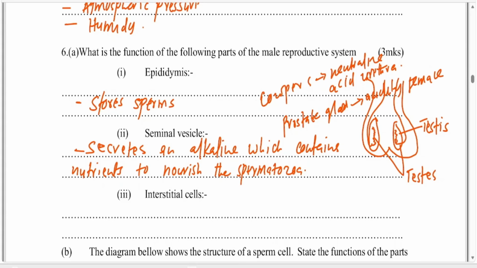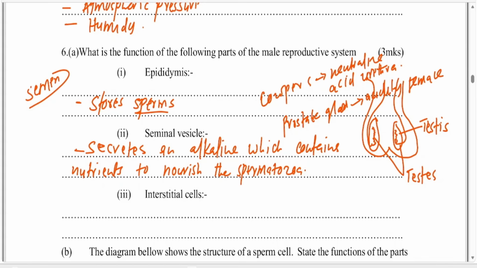These substances that are produced by these accessory glands, including the seminal vesicle, the Cowper's gland, and the prostate gland, the secretions, together with the sperm, they form what we call semen. So the combination of all those secretions together with sperms form semen.